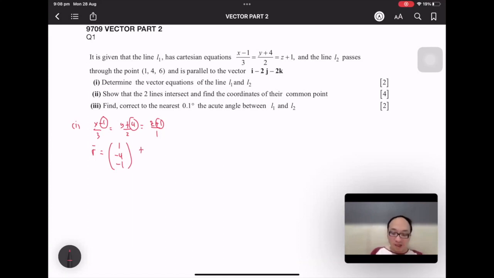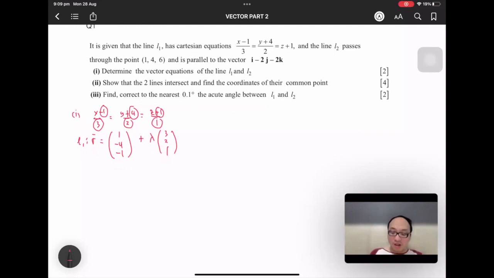plus parameter lambda times the direction vector. The direction vector is taken from the denominators: 3, 2, and 1. So this is the equation of line L1.